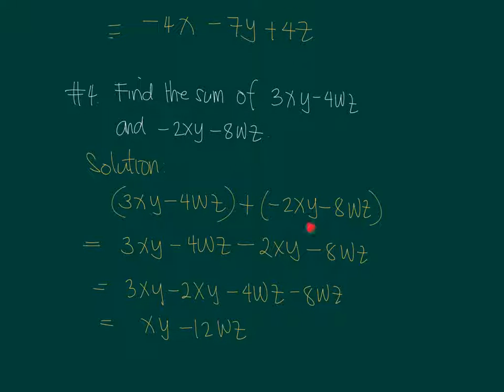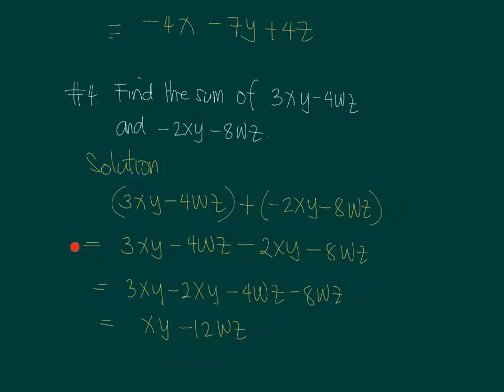Now plus negative 2xy means minus 2xy, plus the negative of 8wz means negative 8wz, okay? So you can think of that as positive times negative is negative, positive times negative is negative. So that is why you have minus 2xy and minus 8wz. Okay, so here it is very critical for you to know the different rules on signs. Like what will happen if you have positive times negative, negative times positive, negative times negative, or positive times positive.